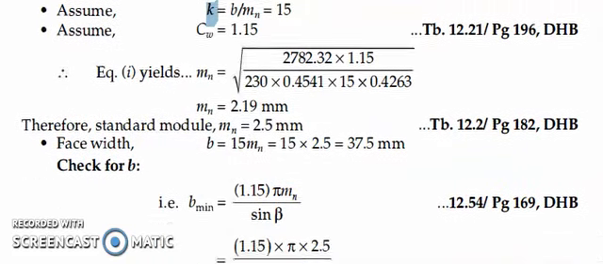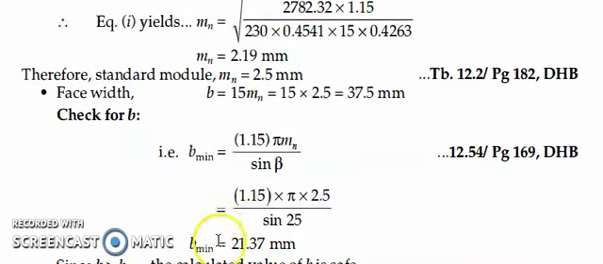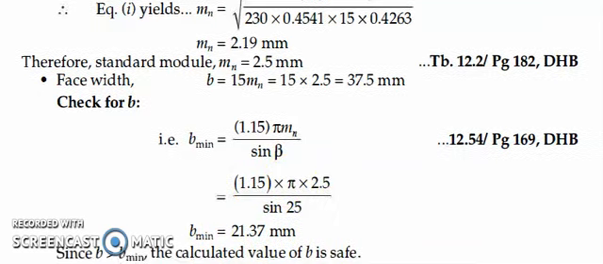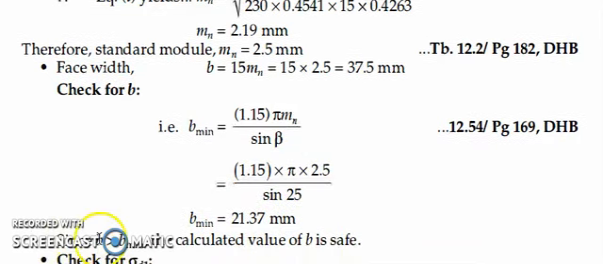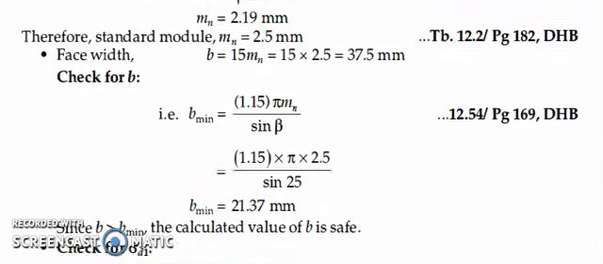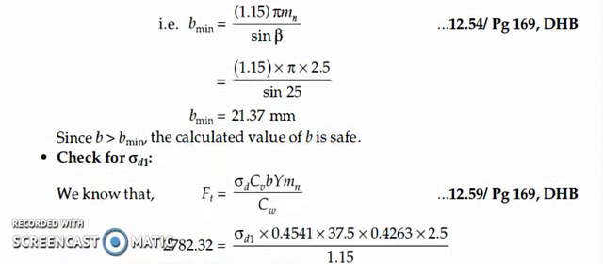So we can check that value. Using that equation we will get 21.37. Since B is greater than B min, the calculated B min is lesser, so our design or taken value is safe. Next, check for sigma D1.